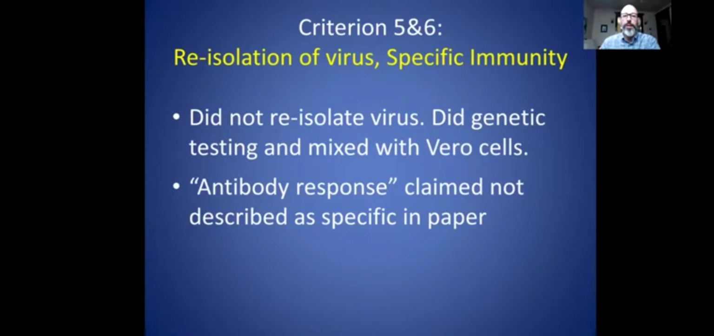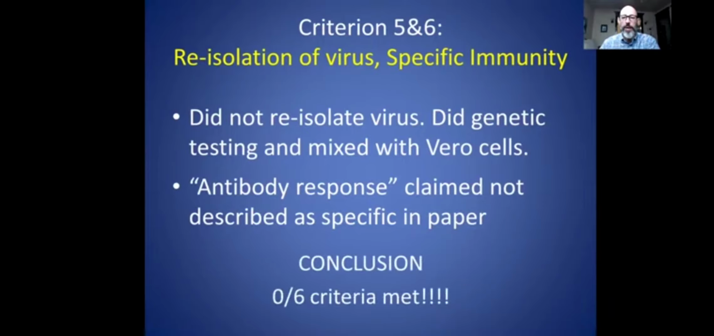So criteria 5 and 6, re-isolation of the virus and specific immunity. They did not re-isolate the virus. Instead, what they did was genetic testing. And once again, they took secretions from those macaques and mixed them with Vero cells in culture with antibiotics, just as the original procedure. So there was no isolation in that. And they did say that there was an antibody response, but they did not describe the specificity of that or test it against other antigens to determine that. So in conclusion, they met 0 of the 6 criteria.